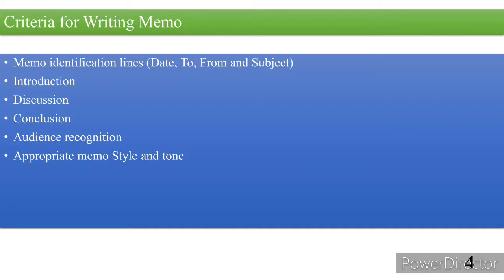Again, as I mentioned earlier, about audience recognition. This is very important, and this is the major aspect that we miss while writing, because we used to write in our own style, so we don't want to change. So this is, I can say, a blunder in writing. Whatever you are writing, a report, a memo, a letter, etc., if you identify or recognize your audience, half of your problem will get solved.